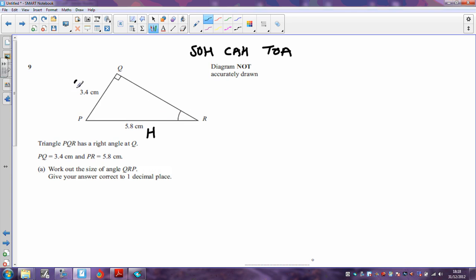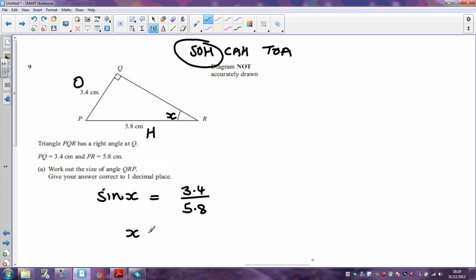So this is the opposite. The adjacent is over here, but we're not interested in that one. In other words, I'm looking for the ratio here which uses O and H, in other words, sine. Now I can write sine of my angle QRP, or we could call it X if you like, makes it a bit quicker. So sine X is equal to the opposite, 3.4, divided by the hypotenuse, 5.8.